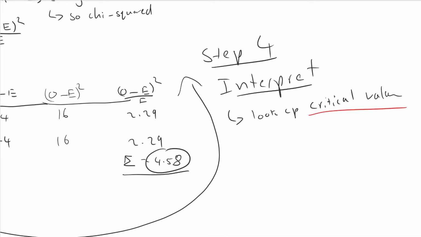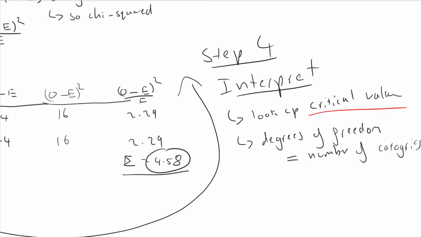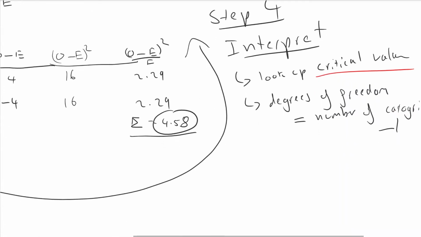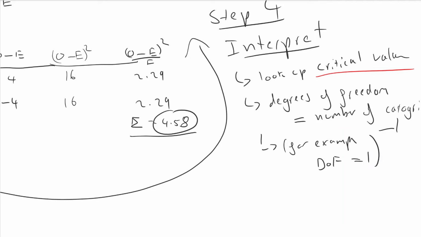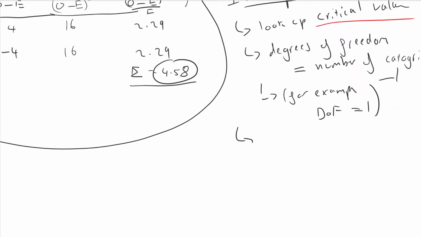What you need to know to be able to look this up is the degrees of freedom, which for chi-squared is the number of categories, in this case 2, minus 1, which means we have degrees of freedom of 1 for this experiment. And in this case, the critical value for 1 degree of freedom at a probability of 5% level is 3.84, which is what I'm just going to write down now.